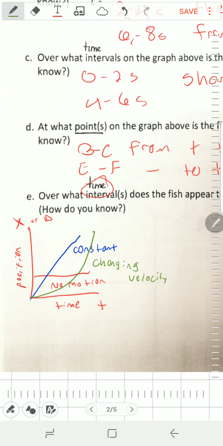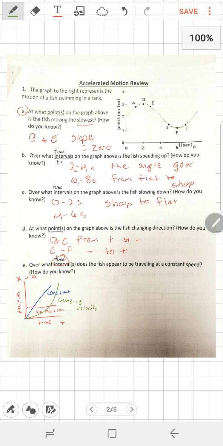So the question is asking, over what time interval does the fish appear to be traveling at a constant speed? So when is there a straight diagonal line, whether up or down? So let's go look through here.